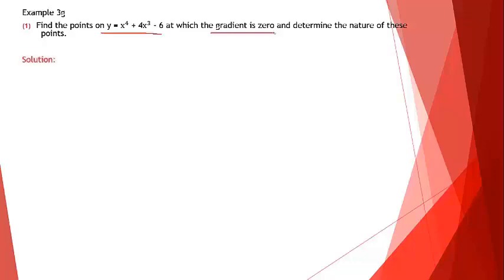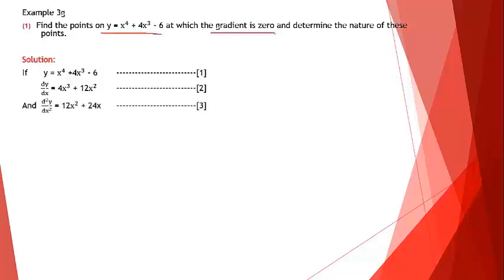So if y equals x to the power 4 plus 4x cubed take away 6, and we take it as the first equation, then dy by dx, which is the first derivative of y with respect to x, equals 4x cubed plus 12x square, which we take as the second equation. And also the second derivative of y with respect to x equals 12x square plus 24x. So we have learned how to differentiate expressions with respect to x, so that we have got all these equations, and also we have got the third equation.